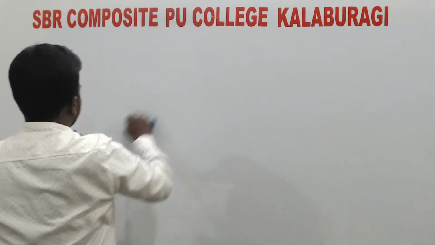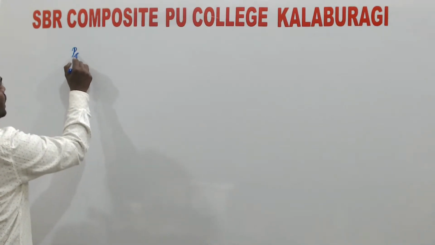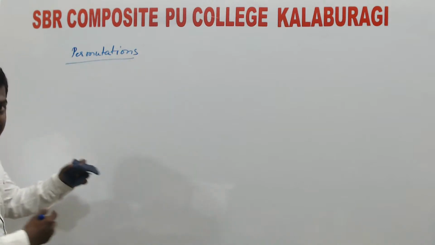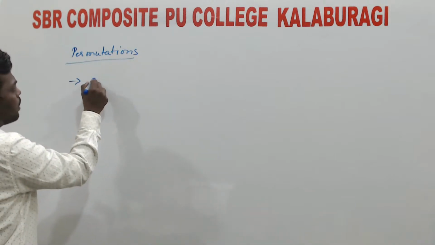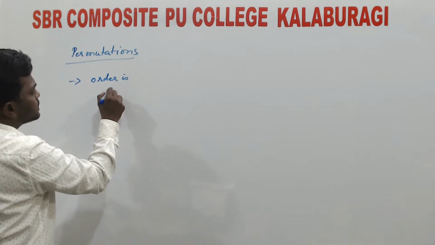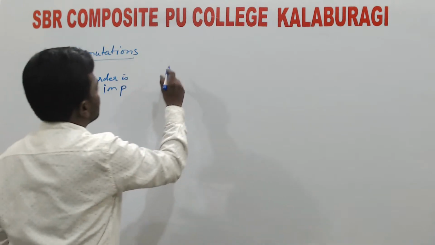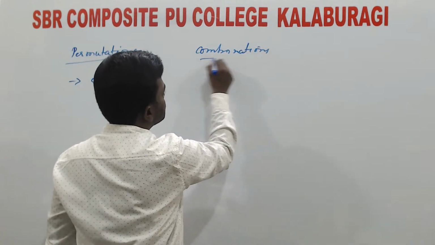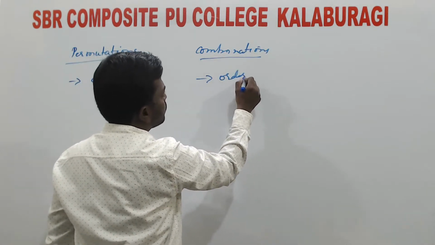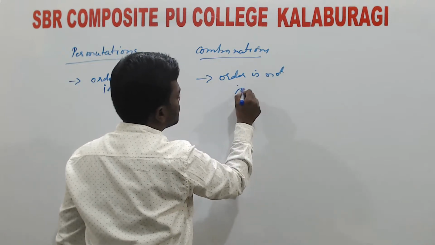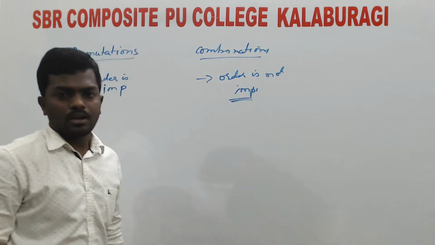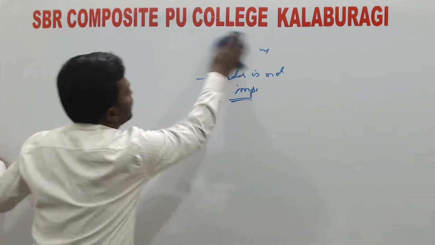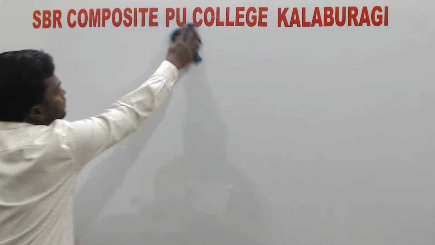Permutation means keep in mind now, permutation means a selection and arrangement in some order. So order is important here. But in combinations, order is not important. It doesn't matter. So now we shall start with the next concept.